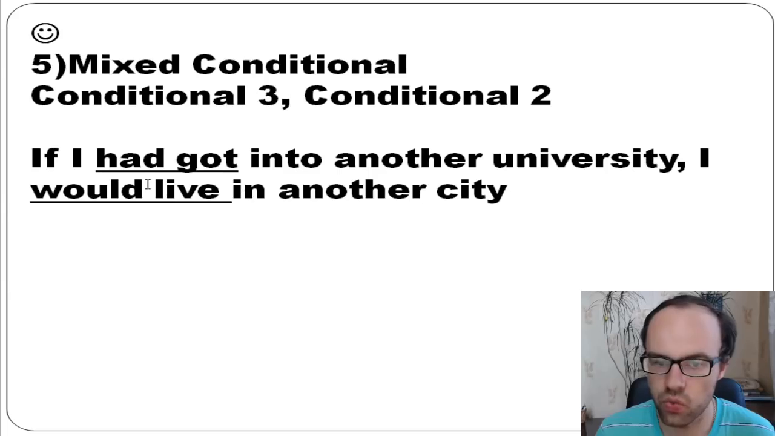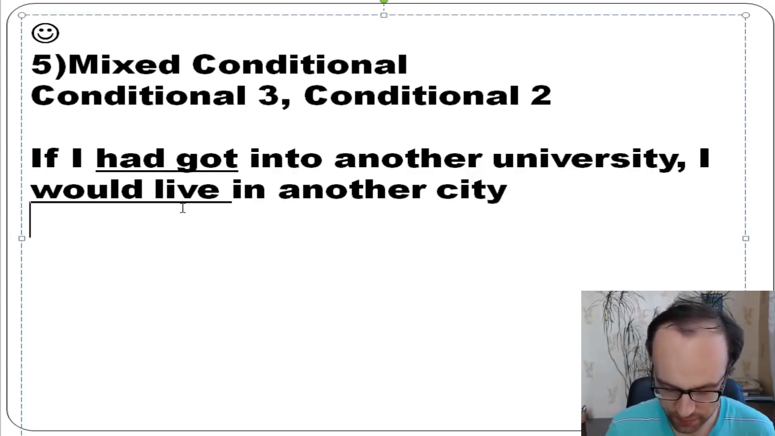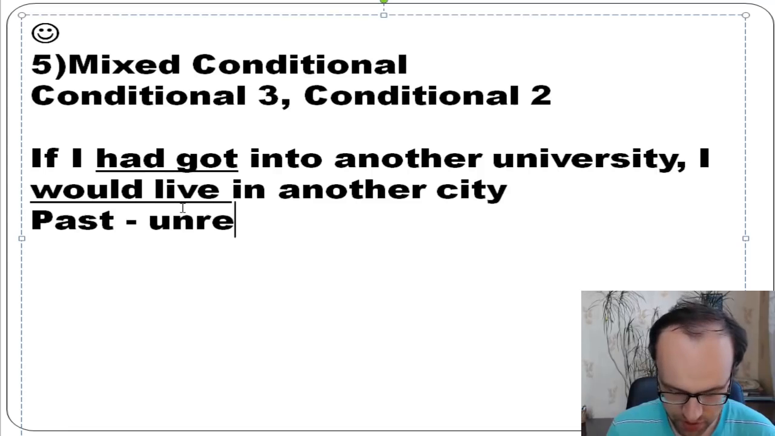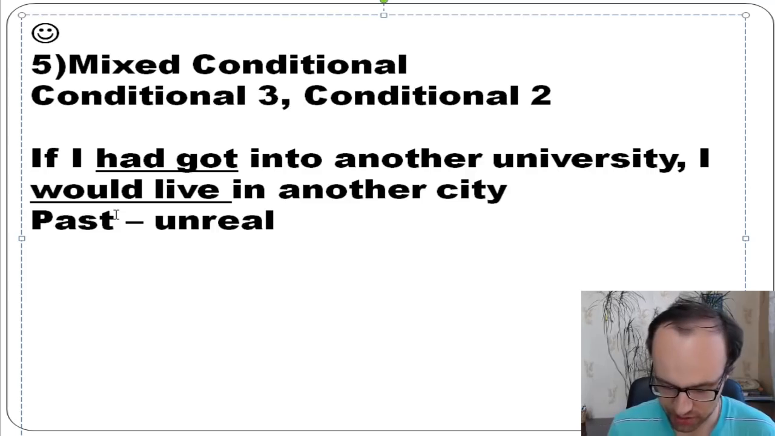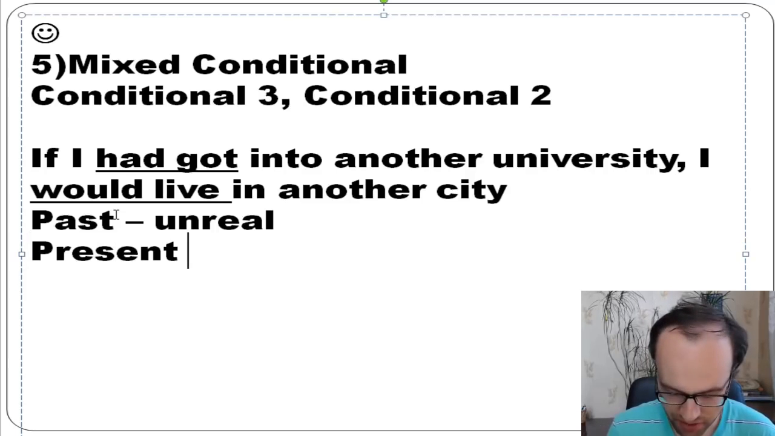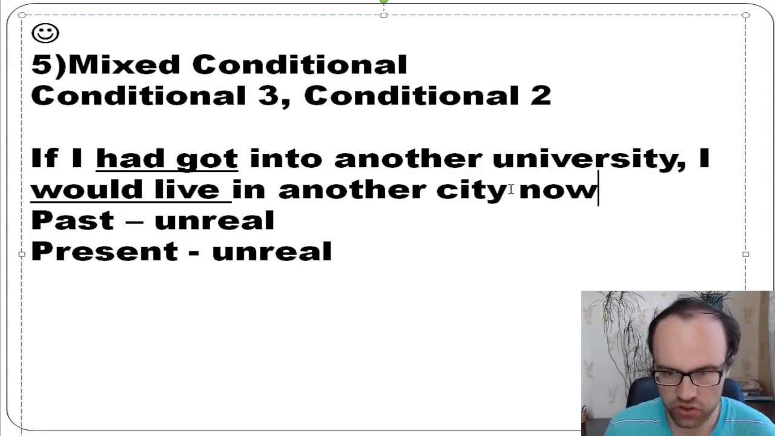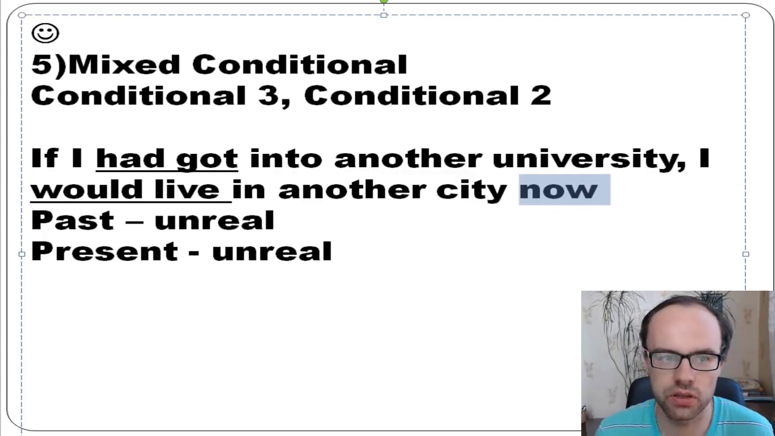So why do we use second conditional? So you see, because the first part is about the past unreal, yes, and the second part, it's about the present unreal. So you can also use now, for example. I would live in another city now. Okay, look. So you see that I would live in another city now.